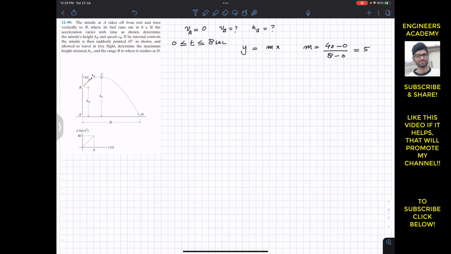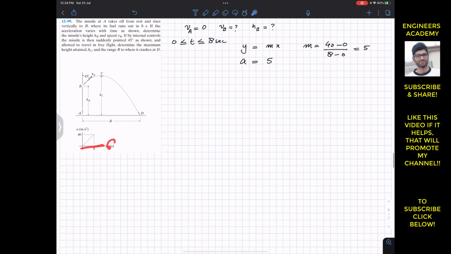So now on the y-axis we have acceleration, so let's replace this y with a. The slope m is 5, and on the x-axis we have time, right? So this x will be replaced by t. So the acceleration is equal to 5t. So when the missile travels from A to B, the acceleration varies like this: a equals 5 times t. So now we have to find the hB and vB.